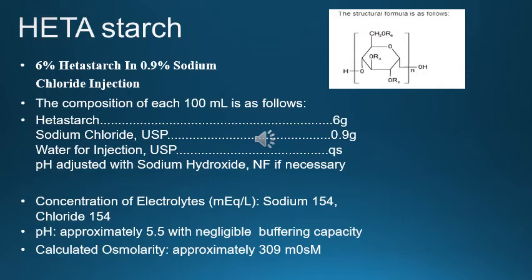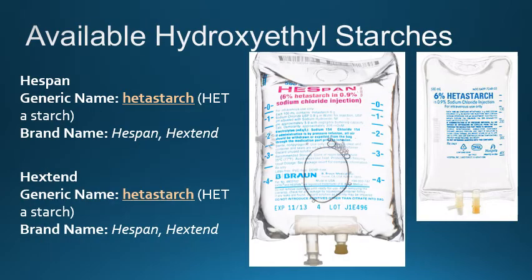Concentration of electrolytes is mentioned, that is sodium should be 154 milliequivalent per liter, and same for chloride. The pH should be 5.5, and the osmolarity should be approximately 309 milliosmol. Next is the marketed hydroxyethyl starch preparations. So two examples I've got which are marketed under the name of Hespan and Hextend. Both are 6% hetastarch in 0.9% sodium chloride injection.